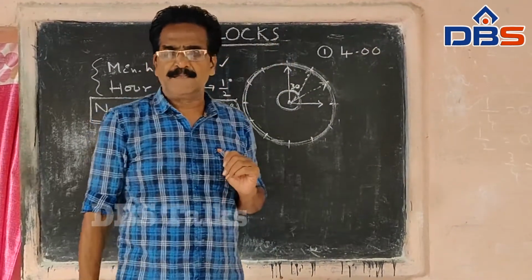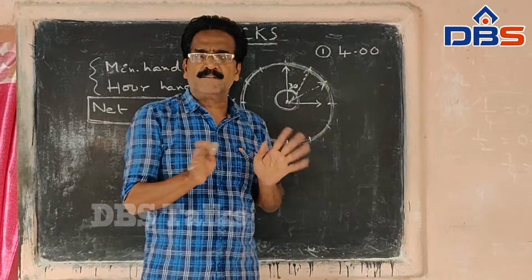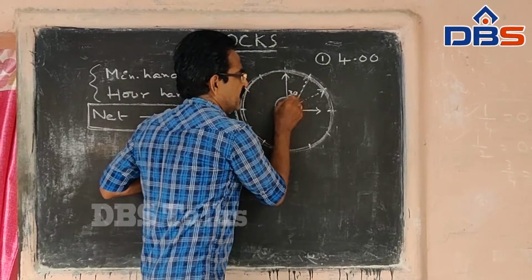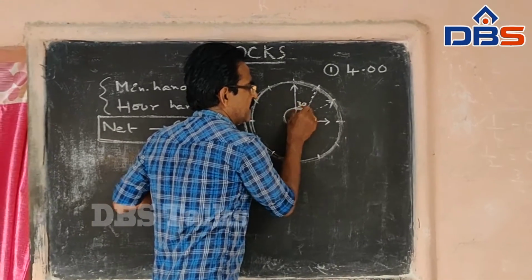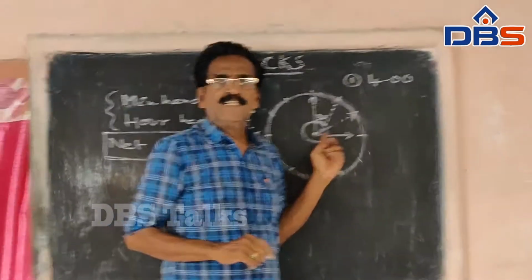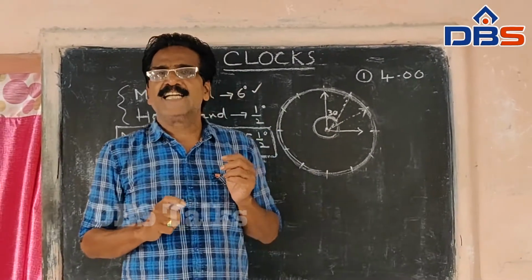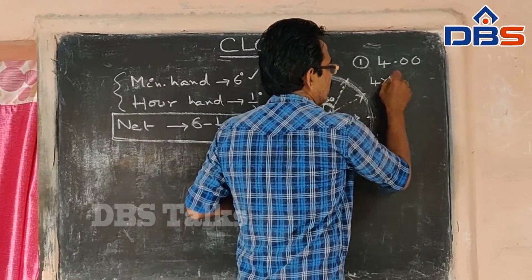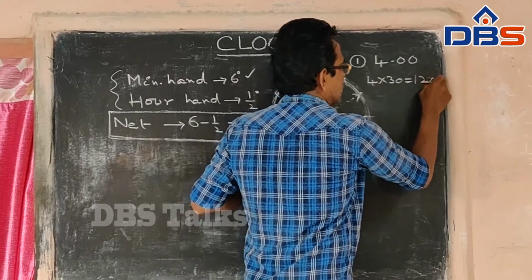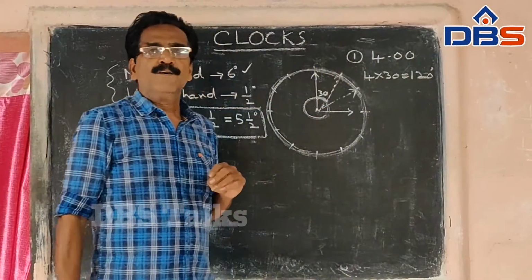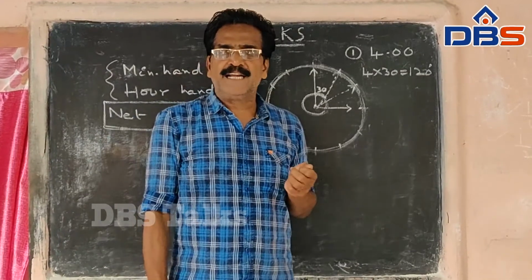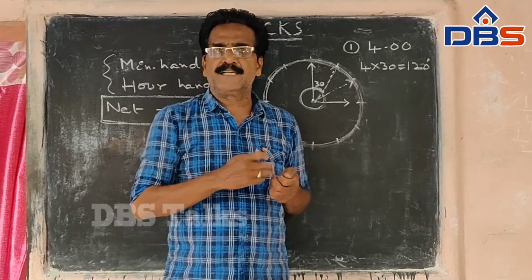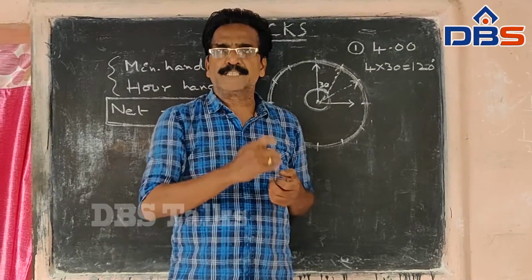So, minutes are not given. It is a perfect number of hours. We know the angle in each 1 hour is 30 degrees. So, what is the angle between the hands at 4 o'clock? 4 into 30, 120 degrees. What is the angle between the hands of a clock at 5 o'clock? 5 into 30, 150 degrees. What is the angle between the hands of a clock at 7 o'clock? 7 into 30, 210 degrees.